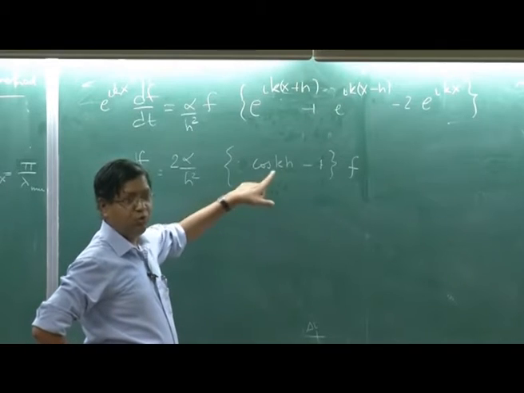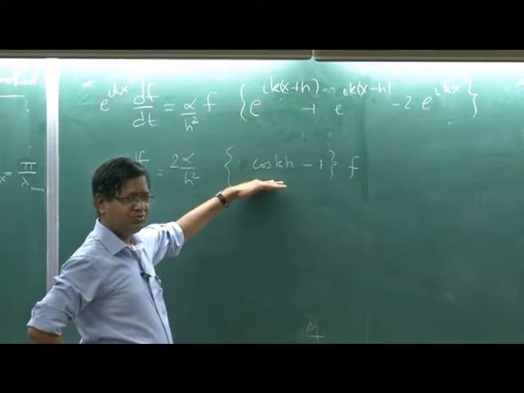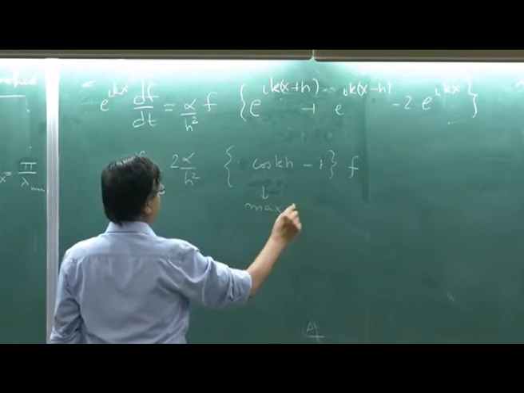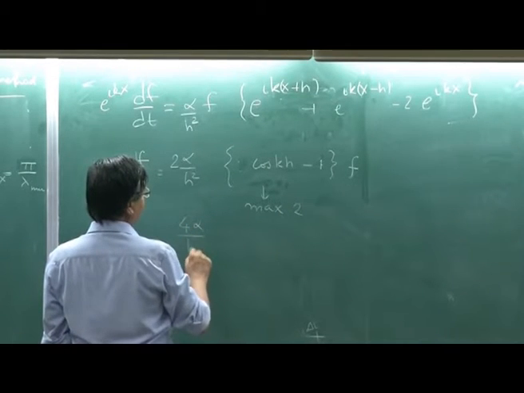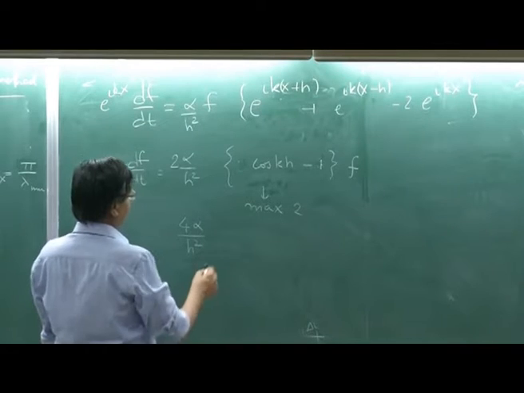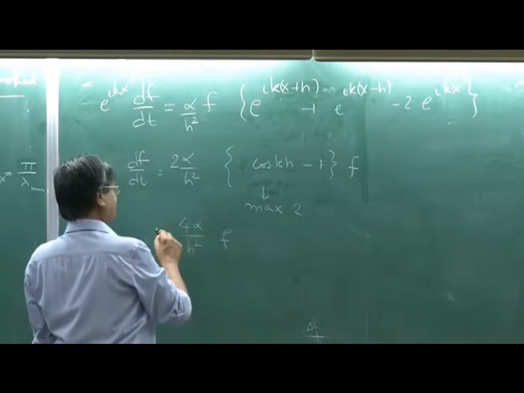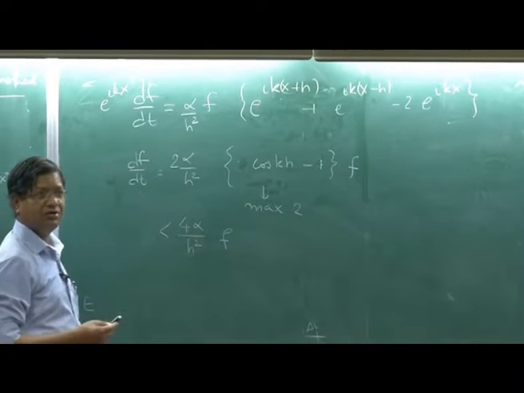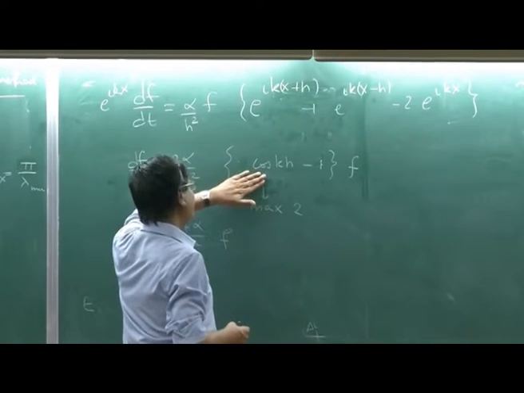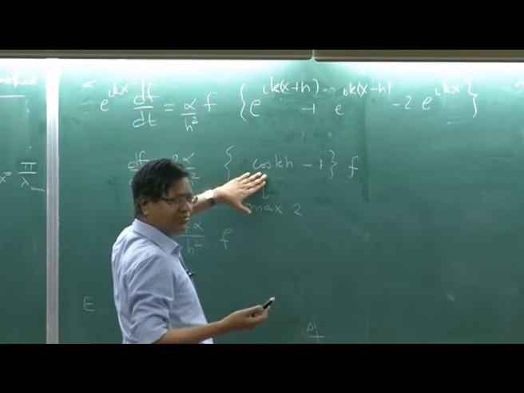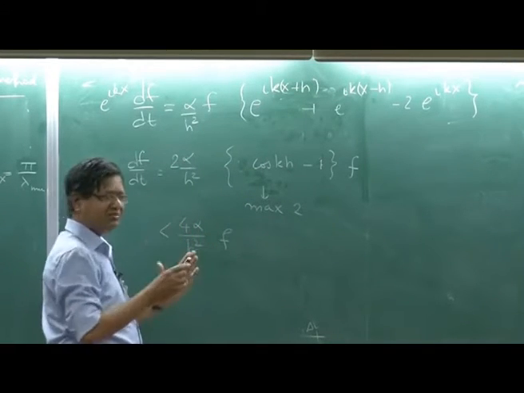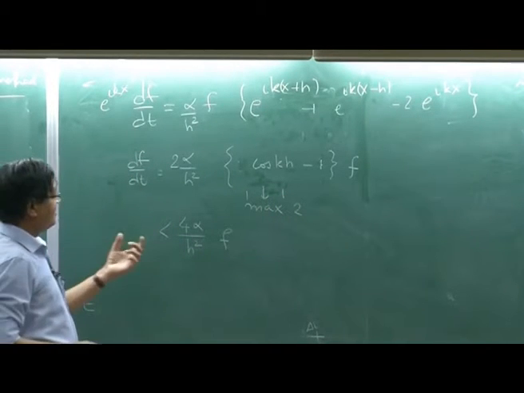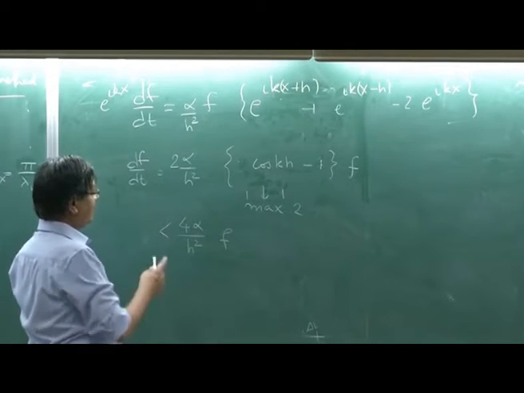So this can become 2, right? Max is 2. So I get 4 alpha by h squared. So this is bounded. Okay, so make it minus 1, then you get minus 2. So the modulus of this, the max is 2. So for this case, stability.